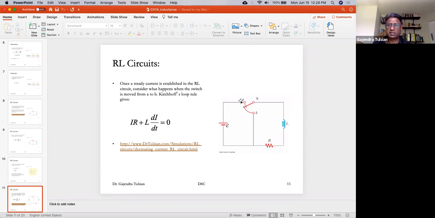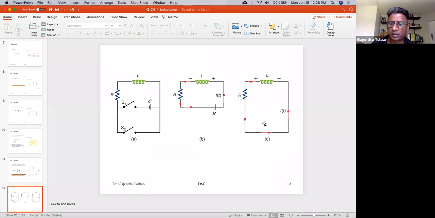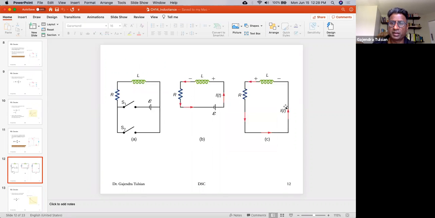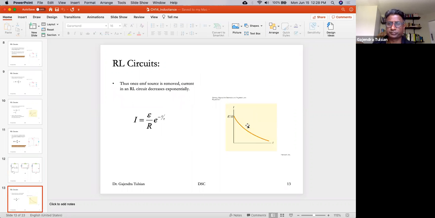You saw that in this device, once you flip the switch from here to there, you're removing the battery. Even after you remove the battery, the stored energy in the inductor is able to drive current through the resistor for a few milliseconds. And that current dies off exponentially. So the current driven by the energy stored in the inductor dies off exponentially. E by R is the initial current.